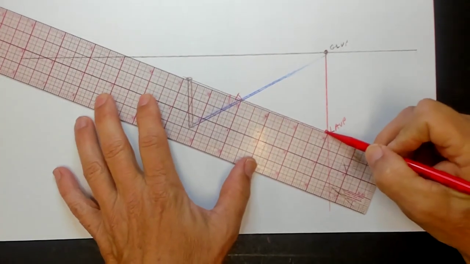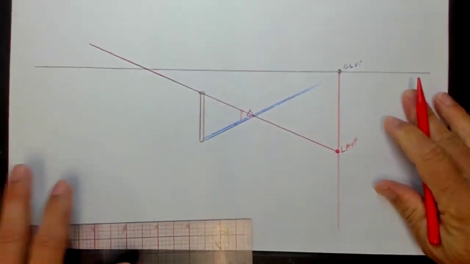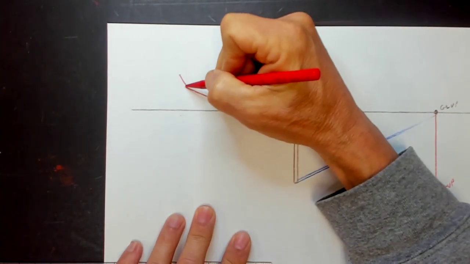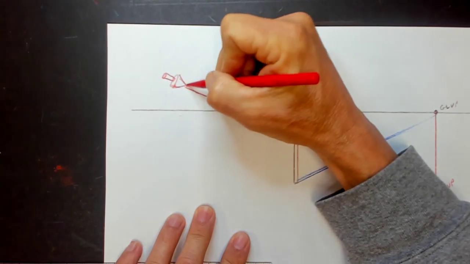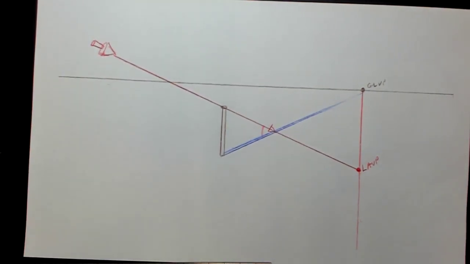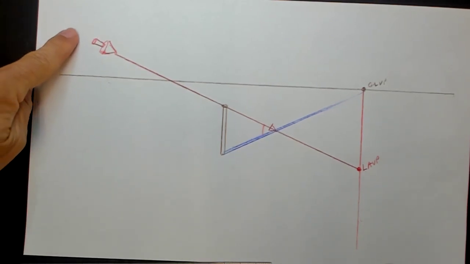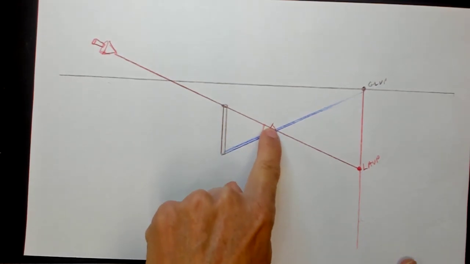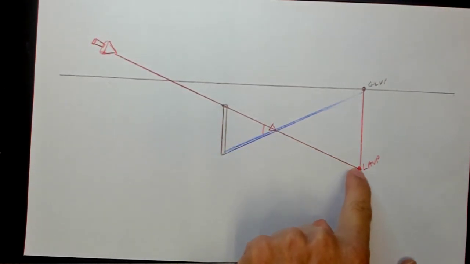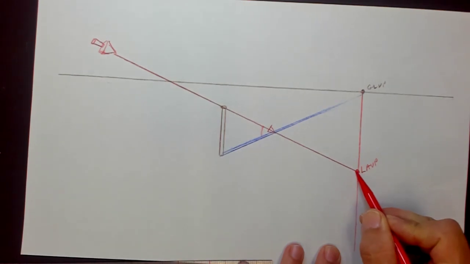So the sun really is out here someplace. The ray of light is coming this direction. We just can't put the picture of the sun on our drawing because the sun is behind the viewer. You can't draw things that are behind the viewer's back. So this is the ray of light coming from the sun, and it's hitting the ground right there, and then it keeps going and keeps going, and this is basically infinity here.